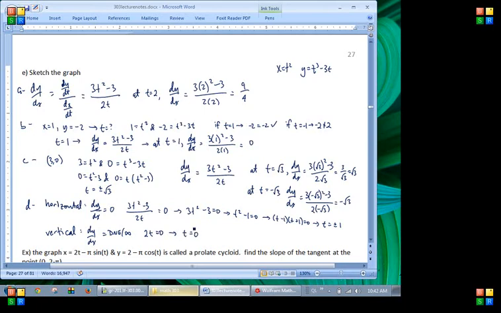So t equals 0. Does it matter what the result is in the numerator? So it's true, we should check. At t equals 0, we get 3(0) squared minus 3 over 2(0), so that's just negative 3 over 0. That is undefined. That does give you a vertical tangent.